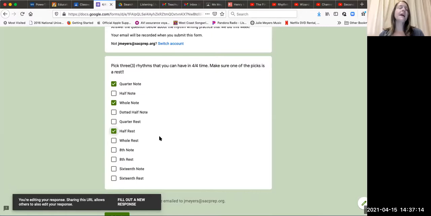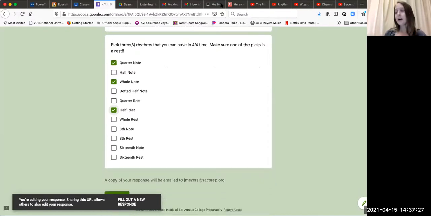So here is the secret about this one, you guys. You could pick any one of these. Any one of these rhythms can be in 4/4 time. So you have to pick 3, and one of them has to be a rest. All right. So since we did not get a chance to do too much practice writing rhythms, I want you to practice them on your own.